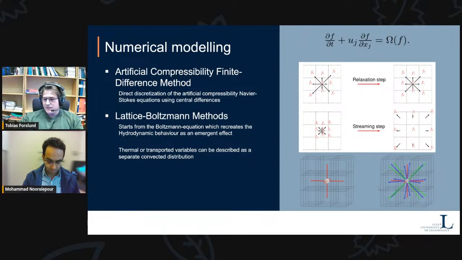Here you can see examples of what these distribution functions would look like in 3D for two examples. This one to the right here is a so-called D3Q27, so it has 3 dimensions and 27 distributions. And here is D3Q7, which has 7 different values and 3 dimensions.